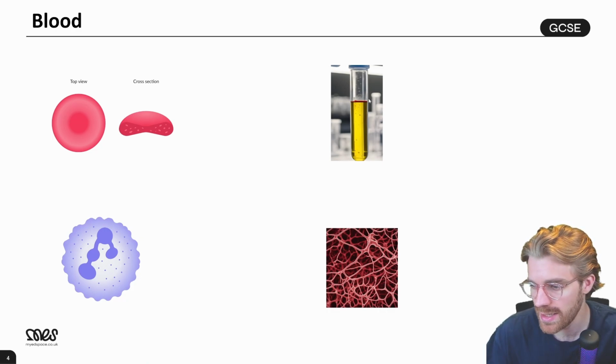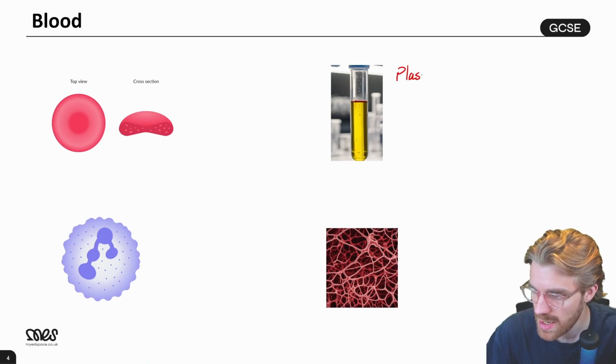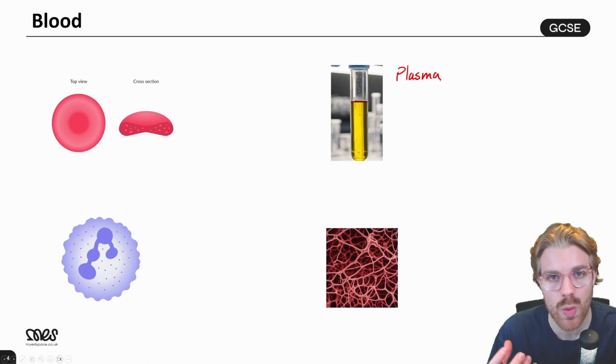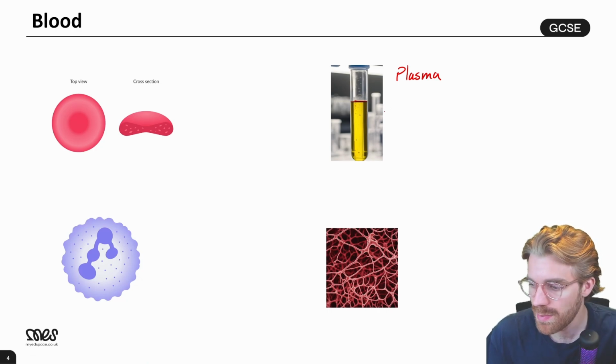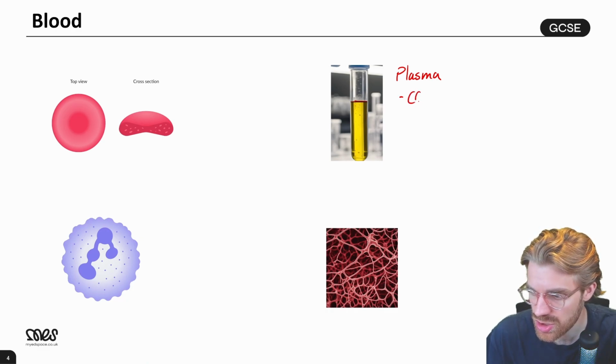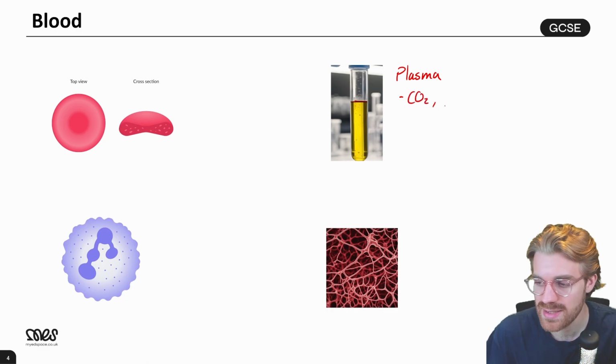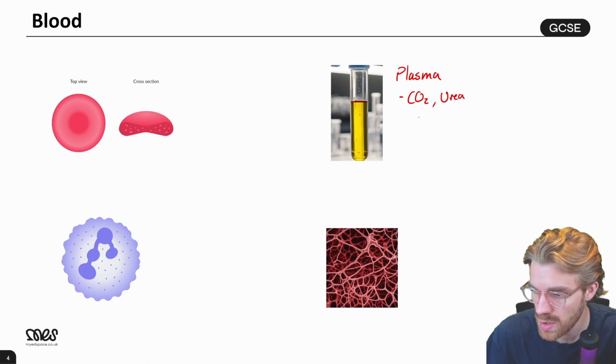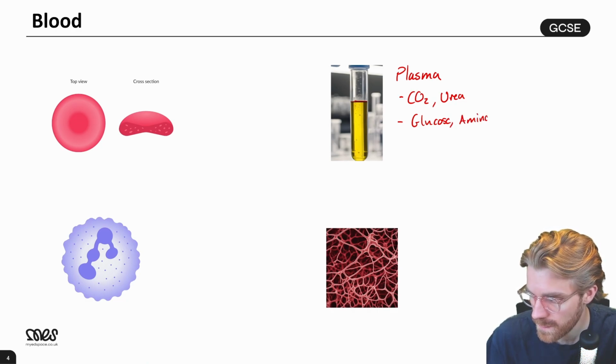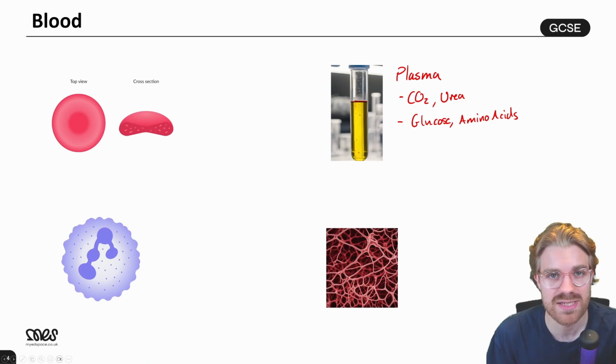The first one is the plasma. Now the plasma is the yellowish fluid that forms the blood. Now the plasma is involved in transporting dissolved substances such as carbon dioxide, other waste substances like urea, but also things like glucose and amino acids. And all of the other cell types are also within that plasma.